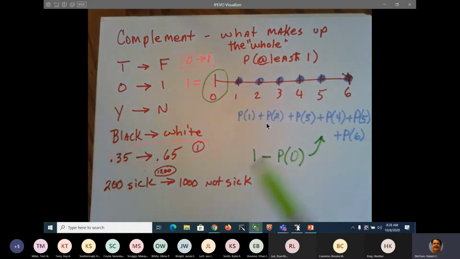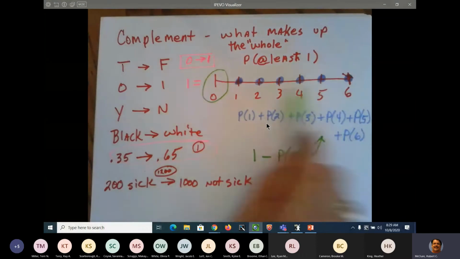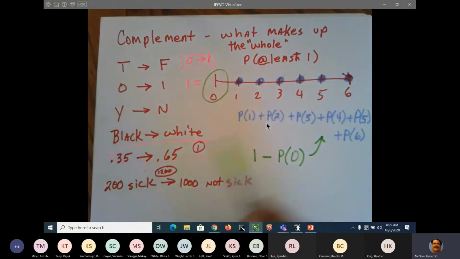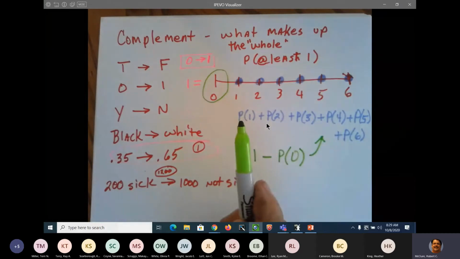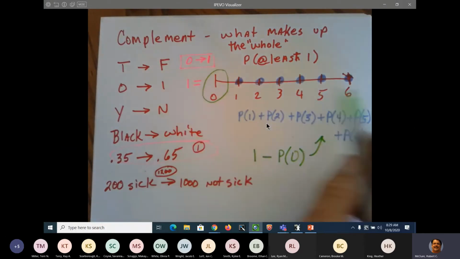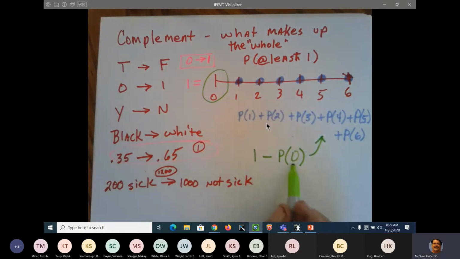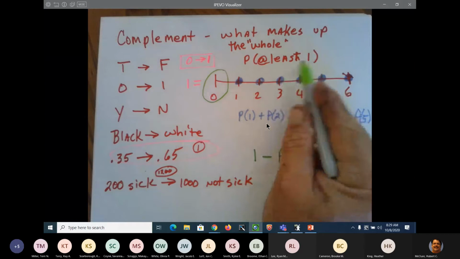So you've got to learn, and the best way to see this is with the number line. And that's why I show this number line more than the book does and more than other instructors do, because the only way to see it is with the number line. So 1 minus the probability of 0 is the same thing as at least 1.